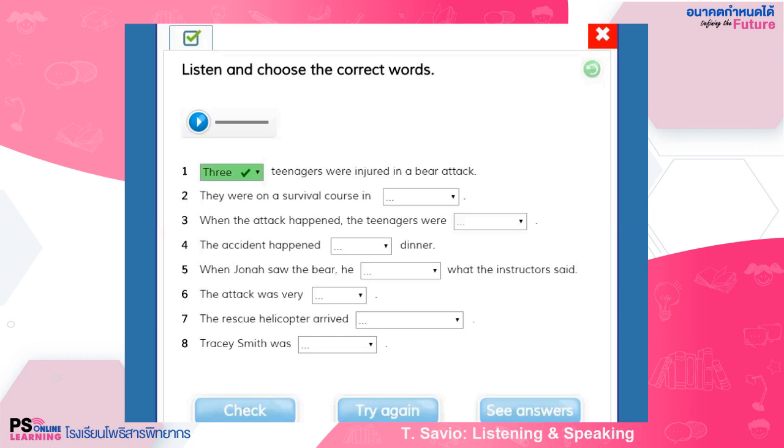Tracy Smith, one of the other teenagers, had special training with the ambulance service. She stayed calm and knew exactly what to do. She looked after us all night in the camp. So she saved your life? Yes, she was incredible. I'd like to say thanks, Tracy.